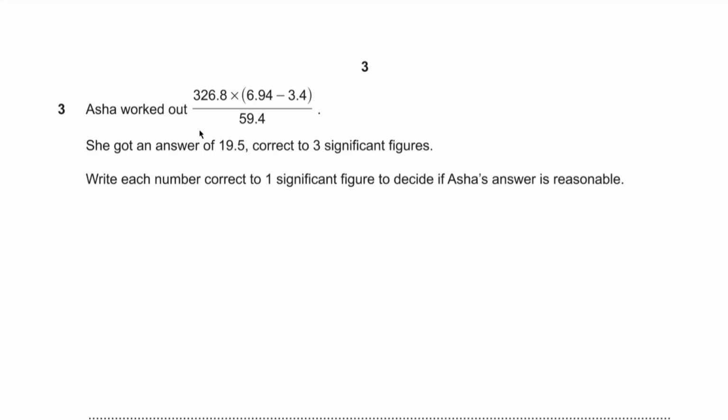Question number 3. Asha worked out 326.8 multiplied by 6.94 subtract 3.4, all over 59.4. She got an answer of 19.5 correct to 3 significant figures. Write each number correct to one significant figure to decide if Asha's answer is reasonable.